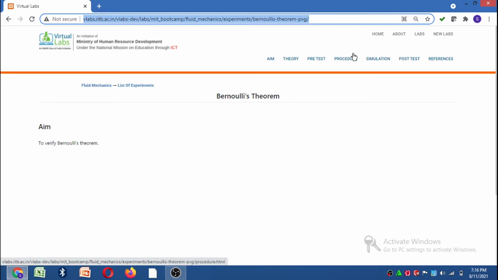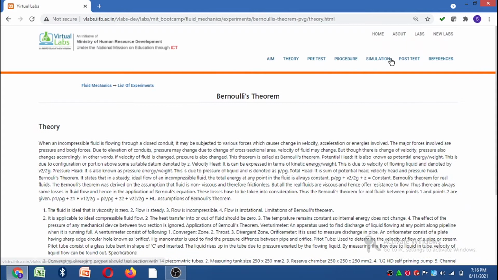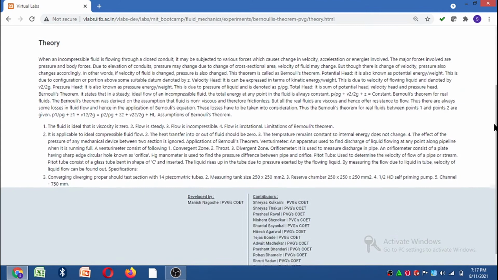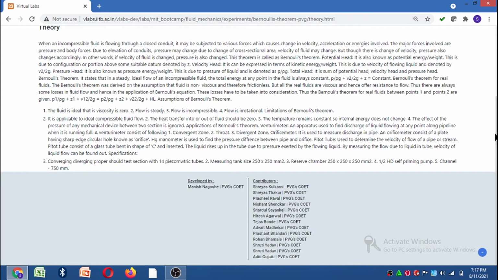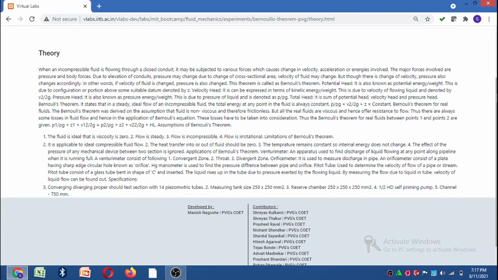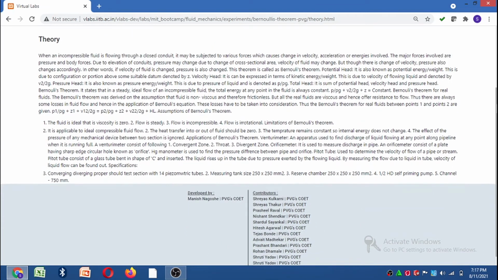This is the Bernoulli's theorem page. Here the aim is given: to verify Bernoulli's theorem. What is the theory? What is Bernoulli's theorem? At any cross section, the total head is equal to a constant. If the cross section varies, the total head does not change. For incompressible fluid, this is explained in detail for Bernoulli's theorem.